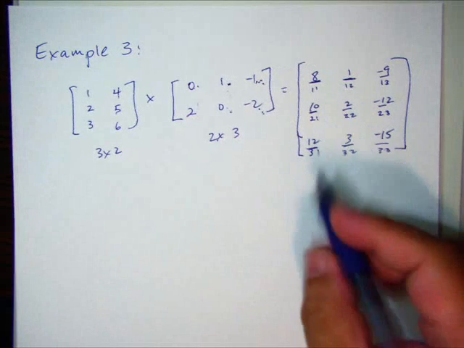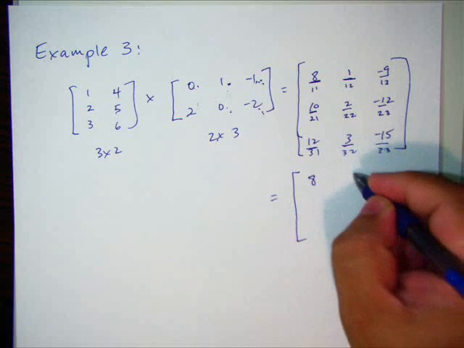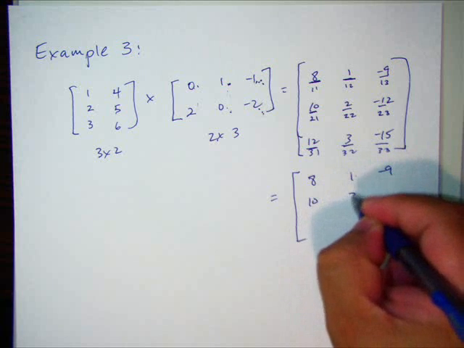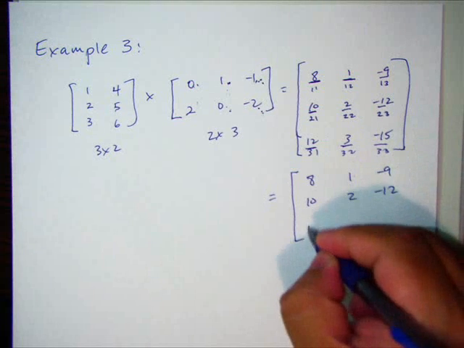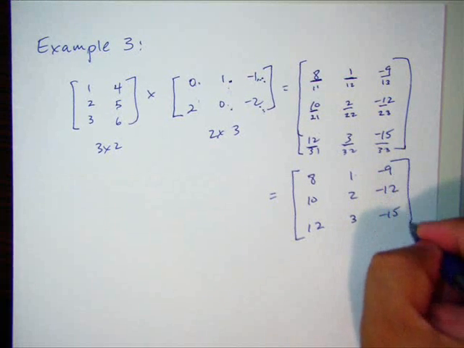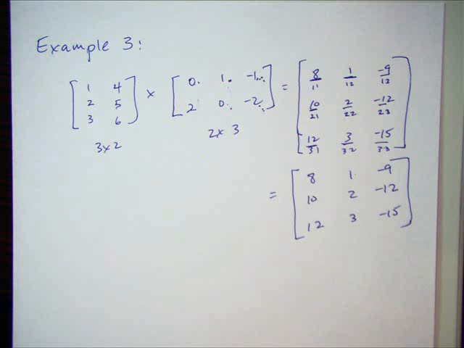I'm going to try to clean that up a little bit, get rid of all those cell addresses to show you the final answer: 8, 1, negative 9, 10, 2, negative 12, 12, 3, negative 15. Okay. And that's example 3.